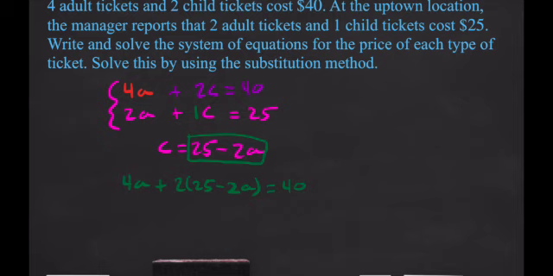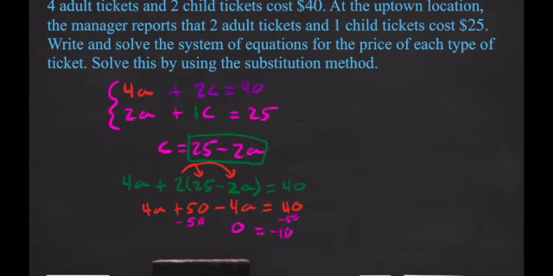Same thing as the last equation. We're going to go ahead and distribute. So we have 4a plus 50 minus 4a equals 40. Get the a's together. Wait, 4a minus 4a is 0. Subtract 50 on both sides.